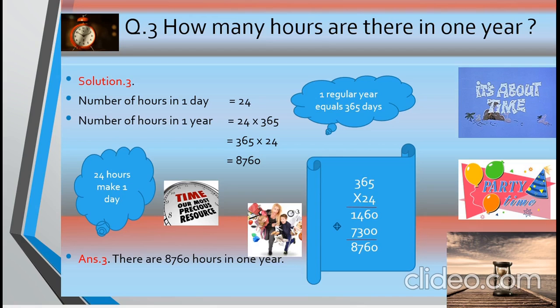Now the number of hours in 1 year, and 1 year equals 365 days. So you will multiply 365 by 24 to get the number of hours in 1 year. And in this way, you will get your answer that there are 8,760 hours in 1 year.